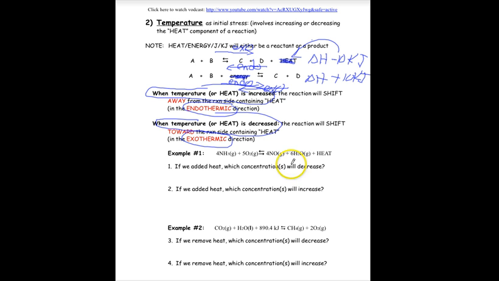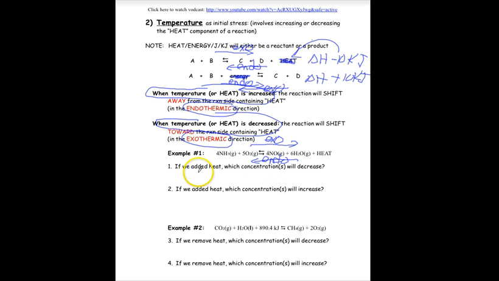So let's look at the example that's at the bottom. Right away, you see heat's on the right side, just like we did here. So that means that the forward reaction is exothermic, and the reverse reaction is endothermic. So you have to be really careful. And the other rule applies. Whatever direction it shifts to goes up in concentration, and the direction it comes from goes down.